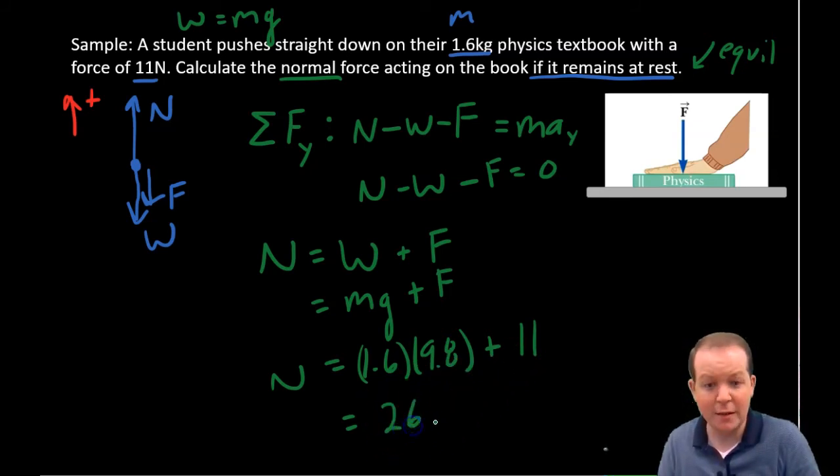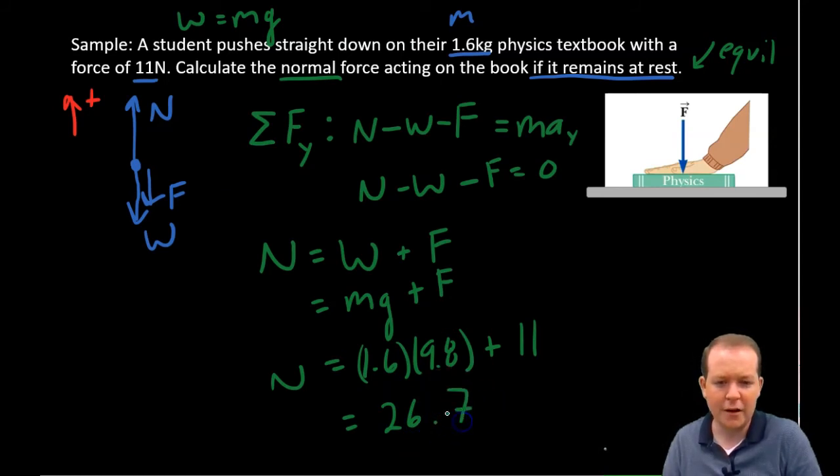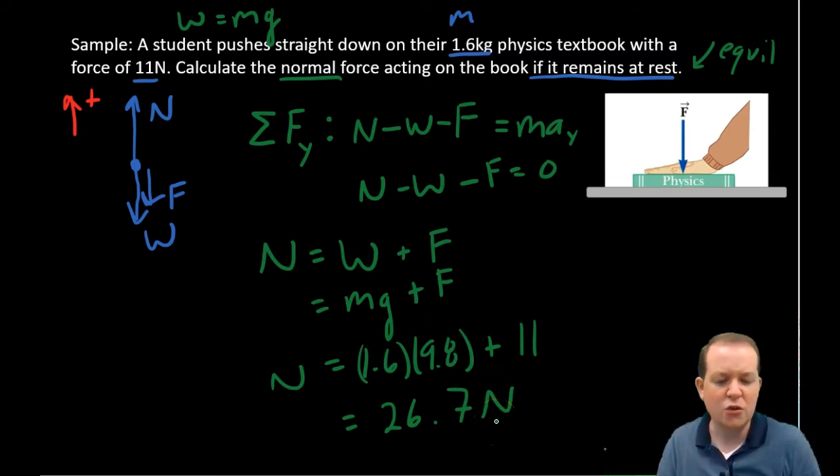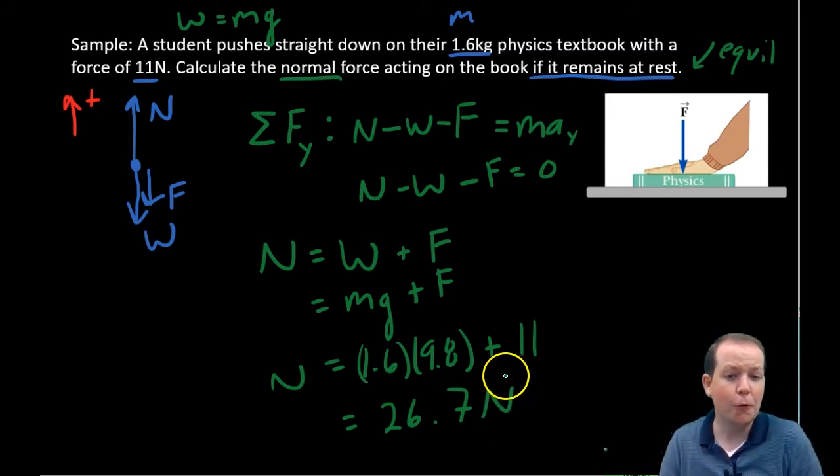You can check your work. Let me know in the comments if I made a crucial error. But I got around 26.7 newtons, 26.7 newtons. That's it. That's me using Newton's second law to calculate the normal force. One thing, or maybe a couple things before I go.